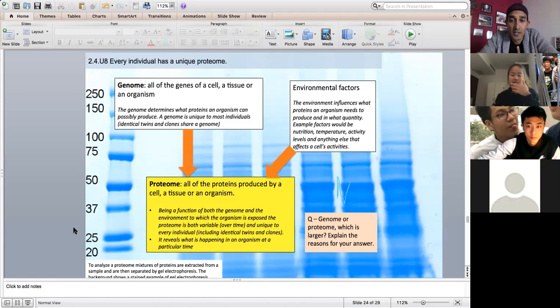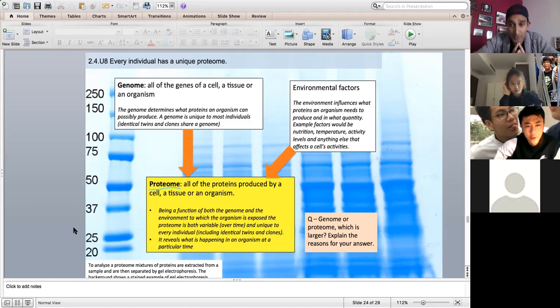Yeah, exactly. The best way to think of it is identical twins, right? Identical twins have the exact same genome, but if you put them in two different situations, their proteome will end up adjusting to what happens to them in their life. Different genes may get turned on and off depending on what happens to you throughout your lifetime. So the genome might be absolutely identical, but the proteome could change a little bit over time.